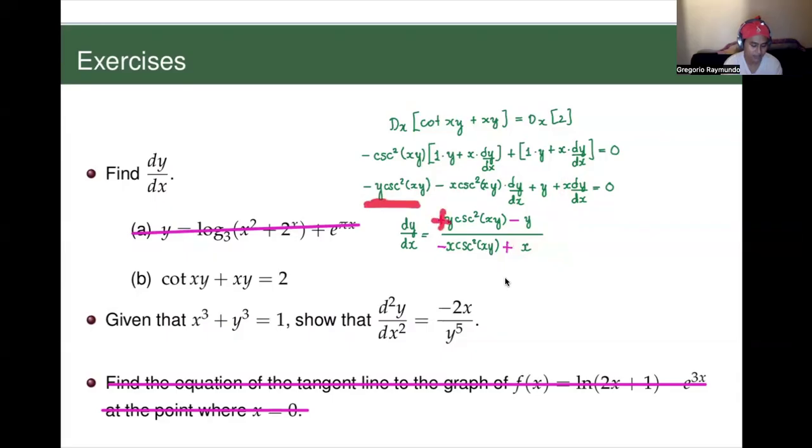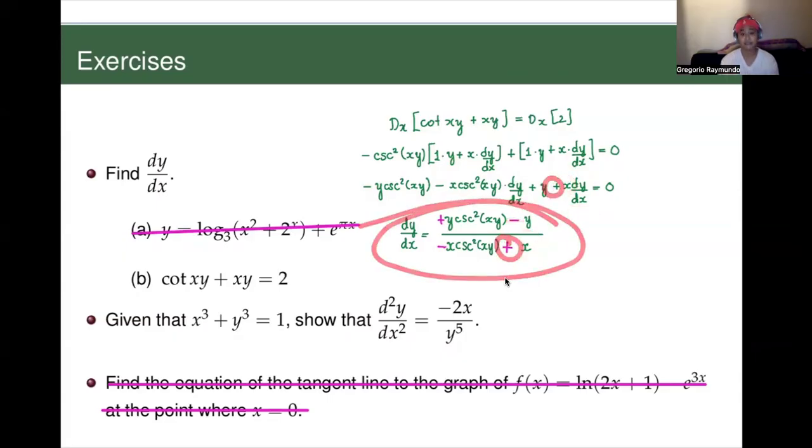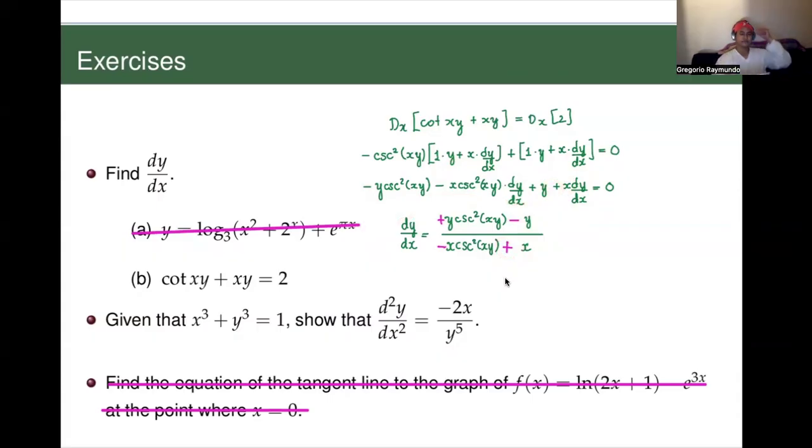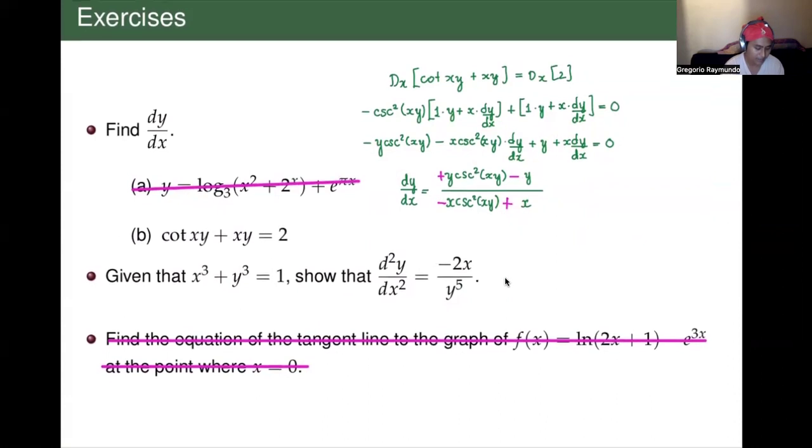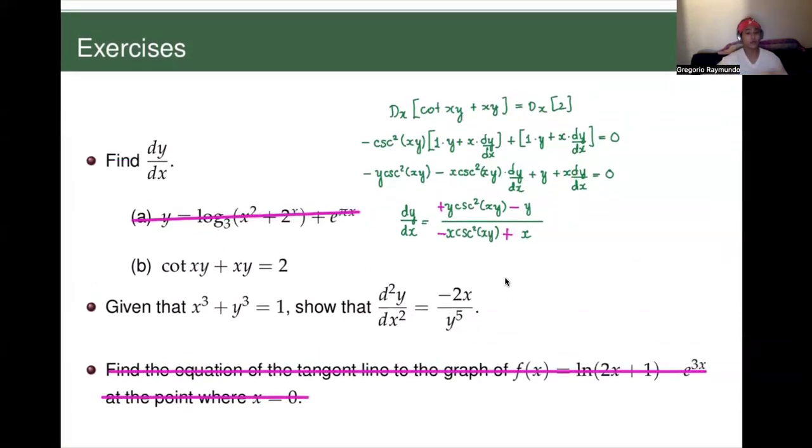Is this on the right-hand side? No. So positive, because this is negative. This is on the left-hand side? Yes, check. So negative. This one, is it on the right-hand side? No. So negative. This one, is it on the left-hand side? Yes, the one with dy over dx. So it becomes positive. And you have your derivative. Okay? So what is implicit differentiation used for? Why do we teach it? This will be the topic of the next lesson.